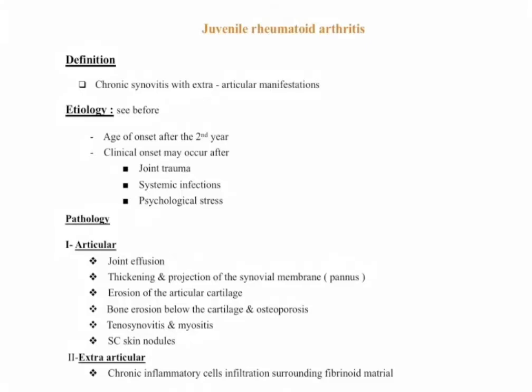Clinical onset may be presented with joint involvement, may be precipitated by joint trauma, systemic infection, psychological stress. Pathology: articular, joint effusion, thickening, projection of synovial membrane, erosion of articular cartilage, bone erosion below the cartilage, and osteoporosis, tenosynovitis, myositis, subcutaneous skin nodule. Extra-articular: chronic inflammatory cell infiltration surrounding fibrinoid material.